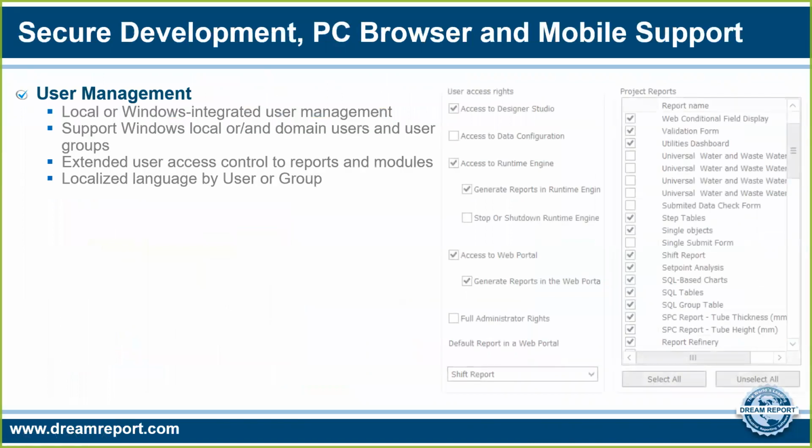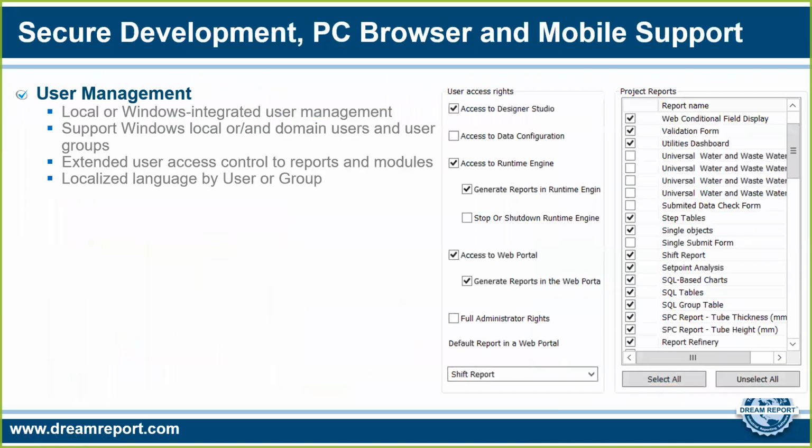I mentioned earlier on that Dream Report, the web portal, is a secured web interface. It doesn't end just at the web portal. This really extends to all the components of Dream Report. So we have a very solid user management or user security set of features in Dream Report. First of all, it integrates with your Windows security, both at the user and the user group level, or you can set up local users in Dream Report. We support both.